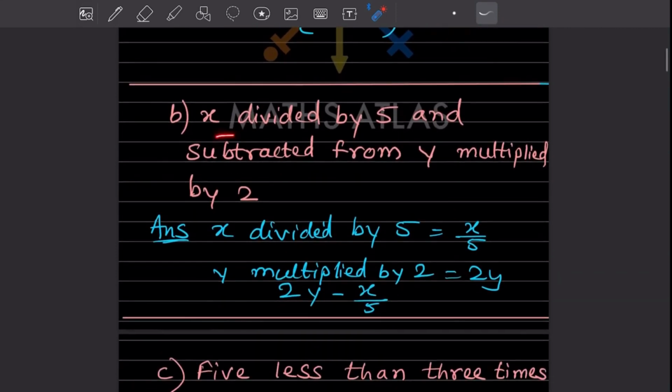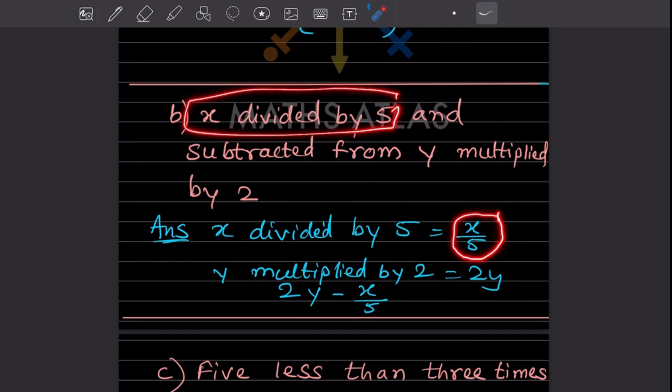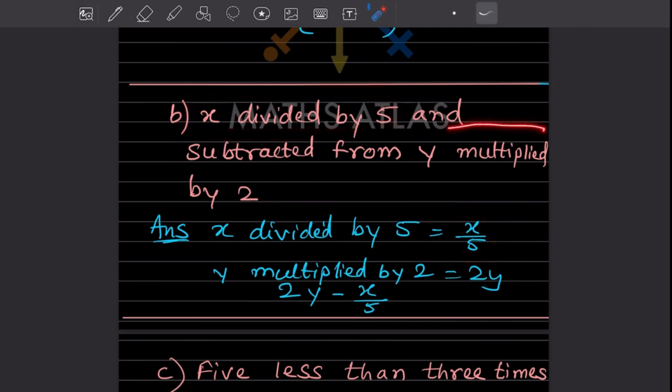Now x divided by 5 and subtracted from y multiplied by 2. Let us keep this from, let us think over that later. First, what it is, x divided by 5. So you are going to write here x divided by 5 means x by 5. Okay, then what did they say? Y multiplied by 2. Y multiplied by 2 means 2 into y means 2y. Okay, and now let us come over here. Whenever there is a from, after from whatever that is, the statement is given here, so that we have to catch.